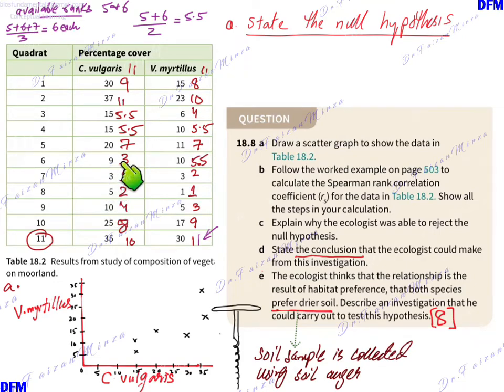9 was larger, I gave it rank 3. Then the next value was 10, I gave it rank 4. I have to give 11 ranks here. So all these 11 values have to be given 11 ranks in ascending order.